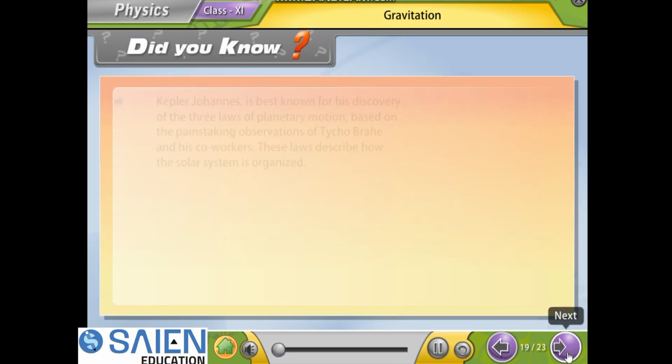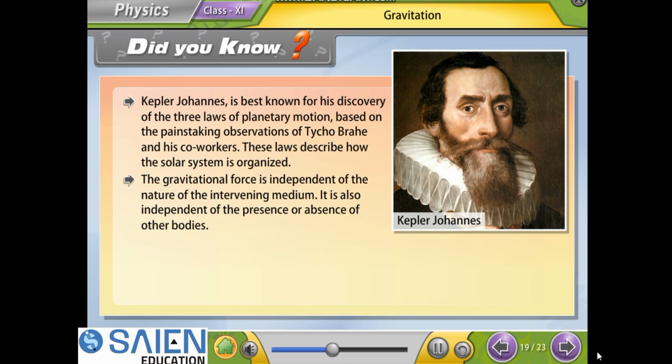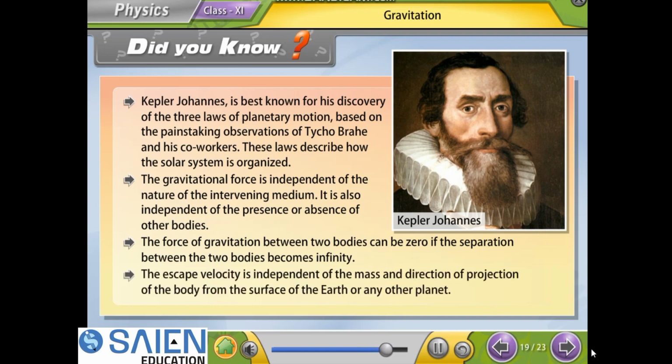Did you know? Johannes Kepler is best known for his discovery of the 3 laws of planetary motion, based on the painstaking observations of Tycho Brahe and his co-workers. These laws describe how the solar system is organized. The gravitational force is independent of the nature of the intervening medium. It is also independent of the presence or absence of other bodies. The force of gravitation between two bodies can be zero if the separation between the two bodies becomes infinity. The escape velocity is independent of the mass and direction of projection of the body from the surface of the Earth or any other planet.